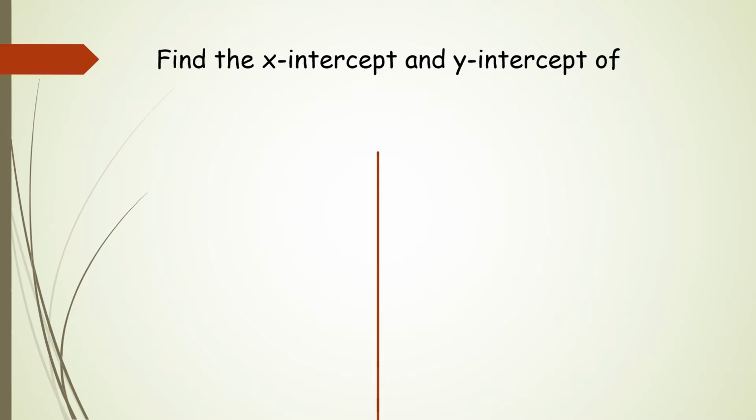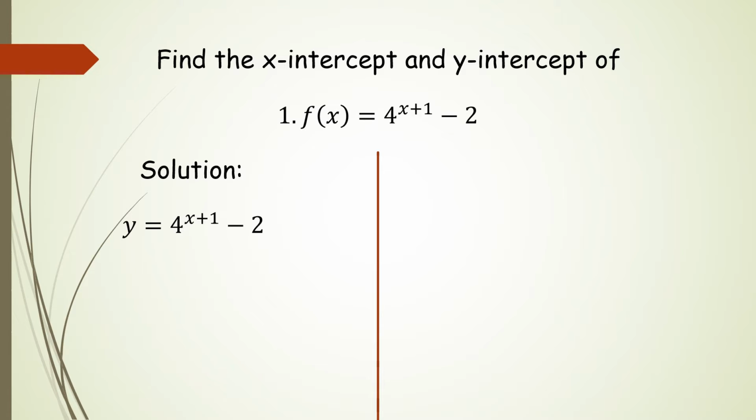To find the x and y-intercept of f of x is equal to 4 raised to x plus 1 minus 2. So let's solve first for the y-intercept. We let f of x is equal to y. So we have y is equal to 4 raised to x plus 1 minus 2. So, to find the y-intercept, we let x is equal to 0. We just replace x with 0. Therefore, we have y is equal to 4 raised to 0 plus 1 minus 2.